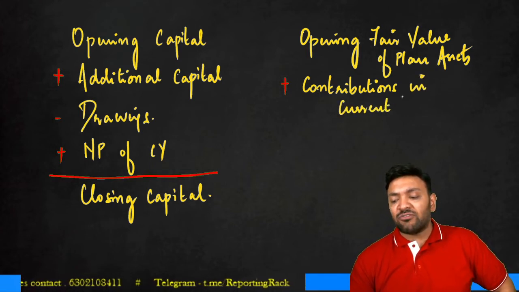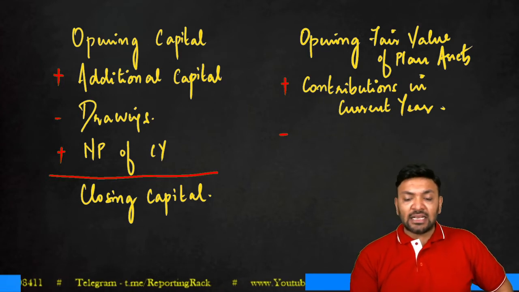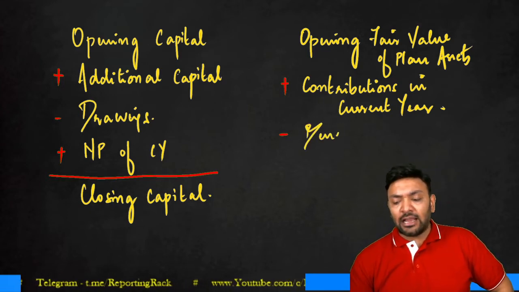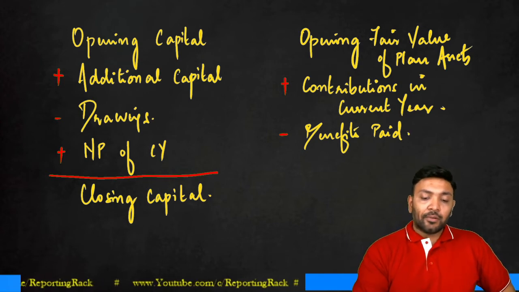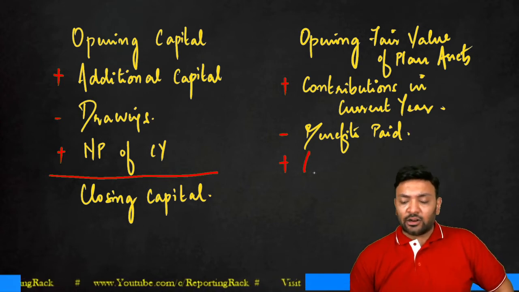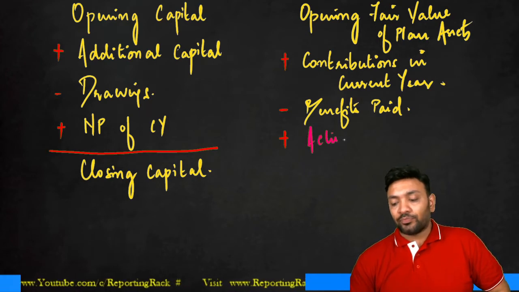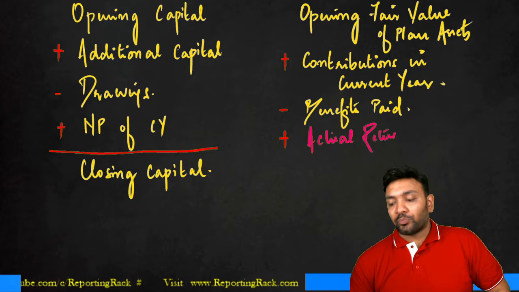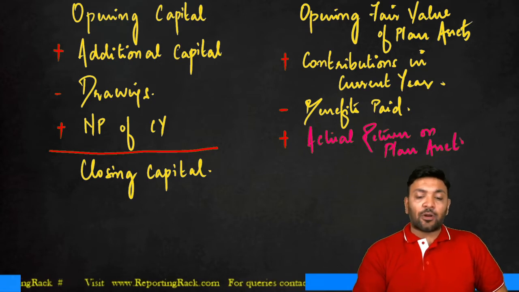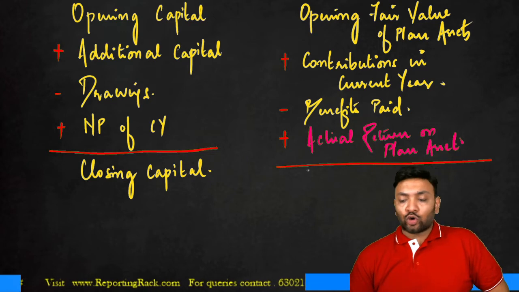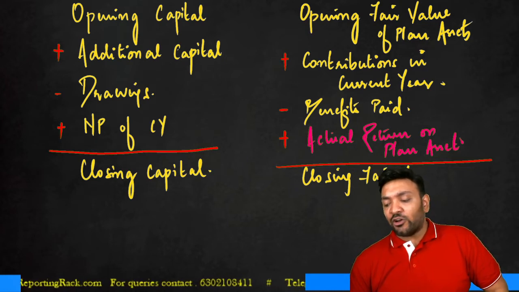Every year there is a contribution which has to be made by the enterprise towards the defined benefit obligation. Such contributions, minus benefits paid during the current year. If any employee has retired, then the benefit has to be paid. Plus actual return on plan assets, which is nothing but similar to our current year profit or loss, should result in closing fair value of plan assets.